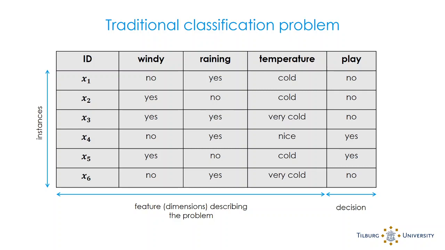Okay? So in the case of this traditional pattern classification problem, we have four features describing the problem, and we have a very special attribute or feature called the decision class. So in this particular example, the decision class is the attribute play, and it has two values only, no and yes. So it means that this classification problem is binary, right?